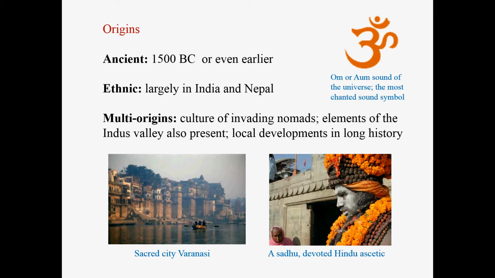On this slide, the picture on the left shows a scene of one of the most sacred cities in Hinduism, Varanasi, on the bank of the Ganges River. The picture on the right shows a sadhu, a devoted Hindu ascetic. This symbol is believed to mean Om, the sound of the universe, the most chanted sound symbol in Hinduism.